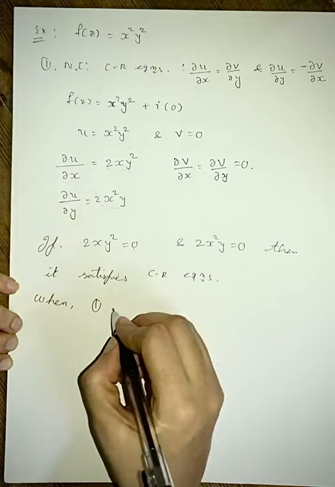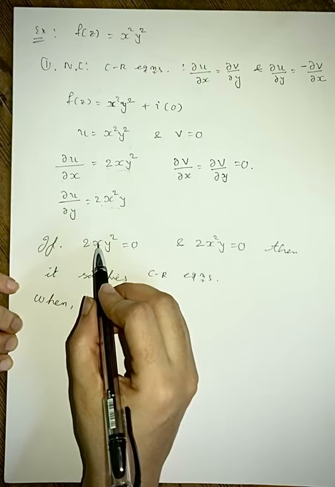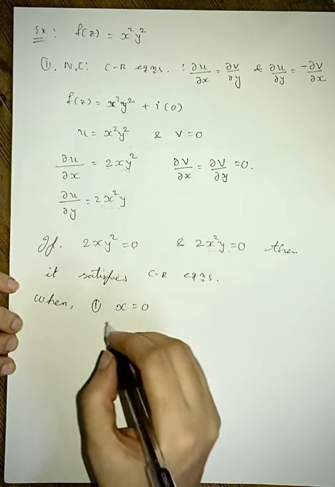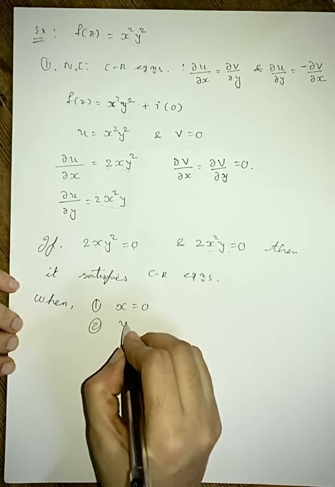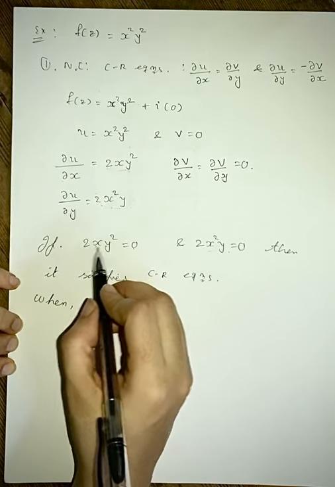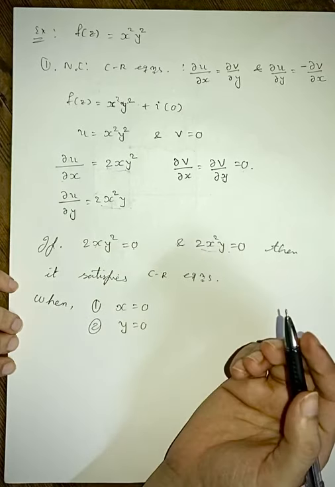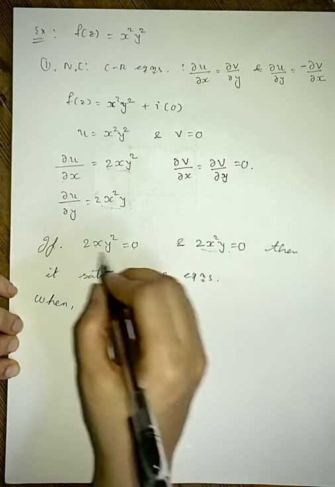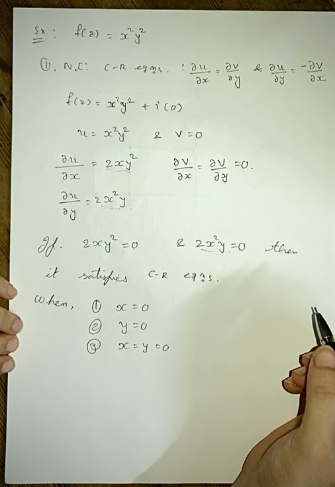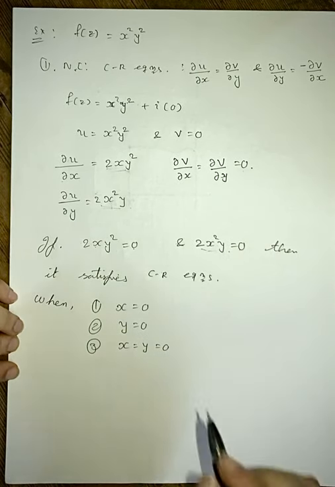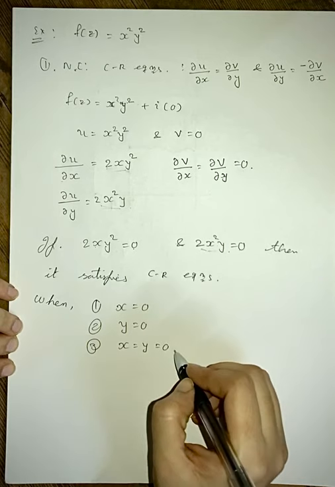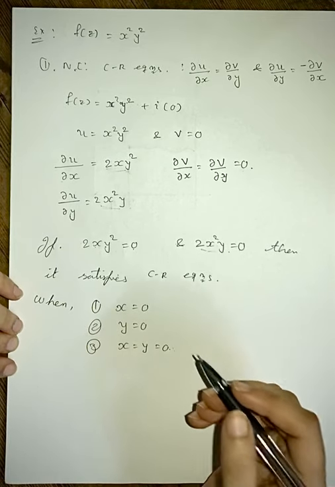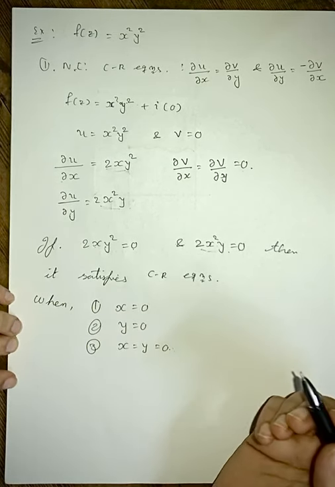First is when only x is equal to 0, then the whole product will be 0, and here also the whole product will be 0. Or when y is equal to 0, only y is equal to 0, then also the products will be 0. Or both x and y are 0, then also both the products will be 0. Okay, so if any of these three conditions hold true, the function will follow the CR equations.